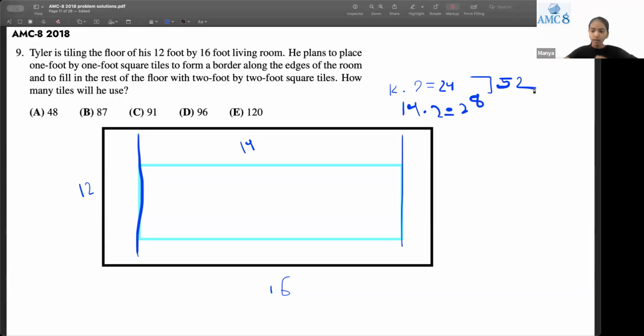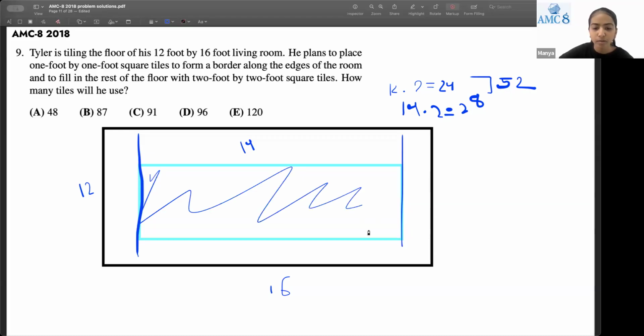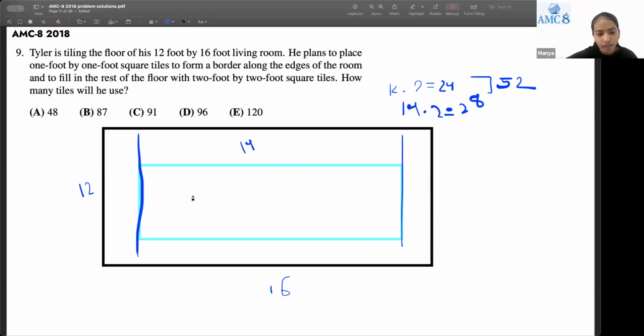So now we know the border, the outer part of the rectangle, but we also need the inner part of the rectangle. By inner part, I mean the shaded part over here. To find the area of this inner part, this side is 10, since we subtract 2 from 12, and this side we already know is 14. So we do 14 times 10, which gives us 140.